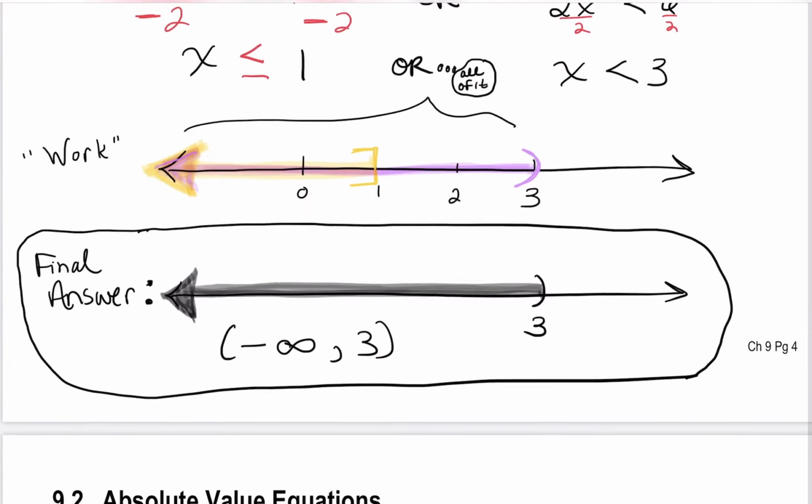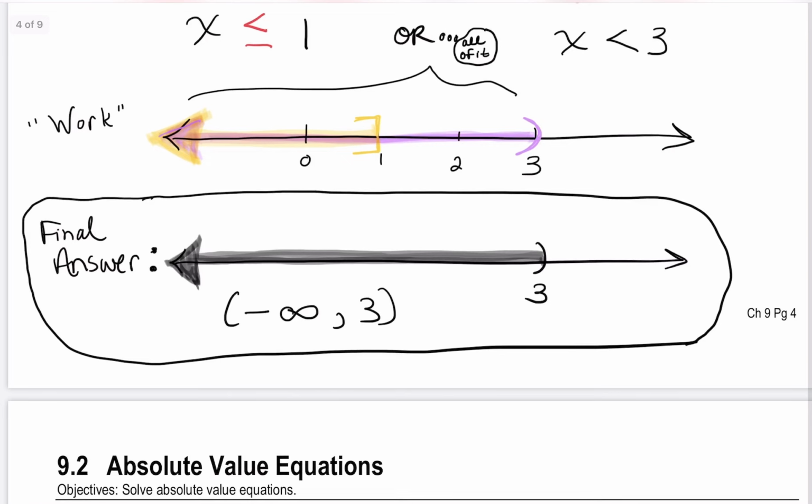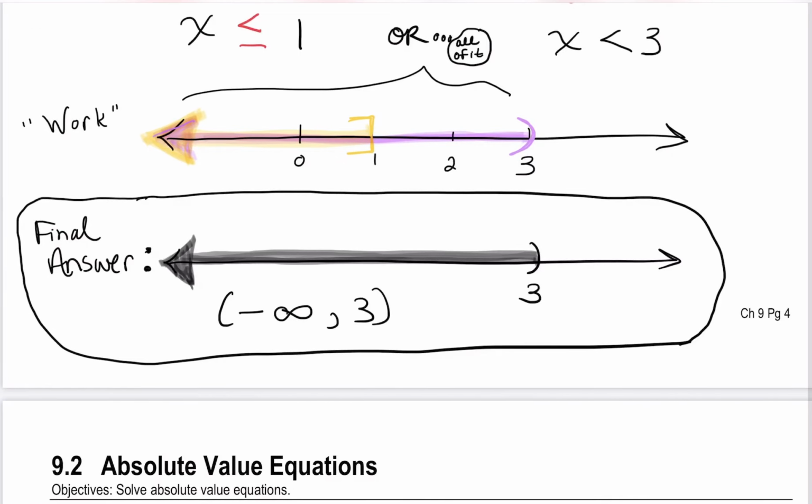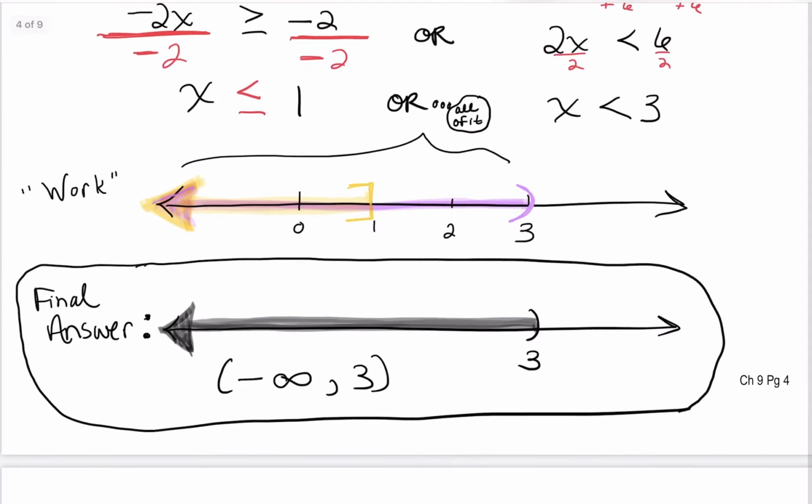All right. Next time, 9.2, we'll get started looking at absolute value concepts related to equations and inequalities, starting with, of course, as you can see there at the bottom, absolute value equations.